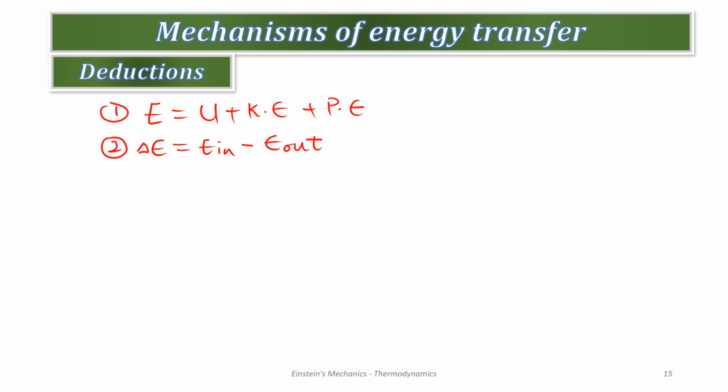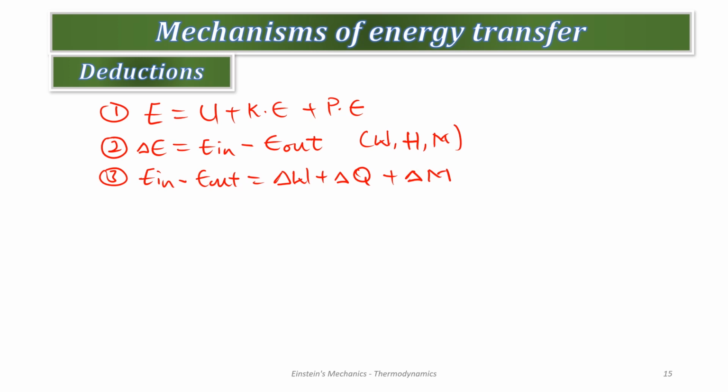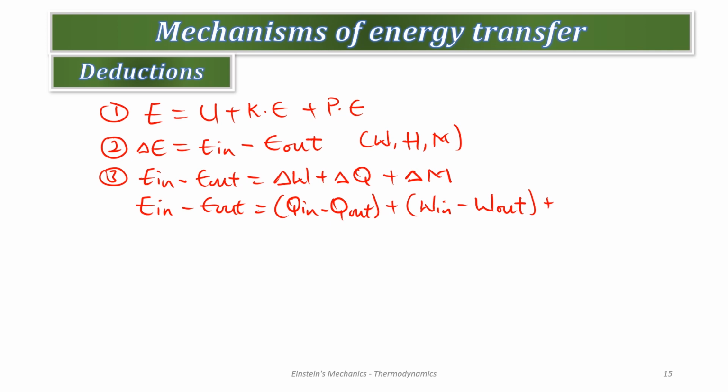Are we good? And energy in and energy out are in the form of work, heat, and mass. So energy in minus energy out of a system is the same as change in the work done plus change in the heat and the change in mass. So I can further reduce this to energy in minus energy out equal to, let me start with the heat, Q in, Q out, plus work in and work out. So what about energy of mass in minus energy of mass out? Are we good?